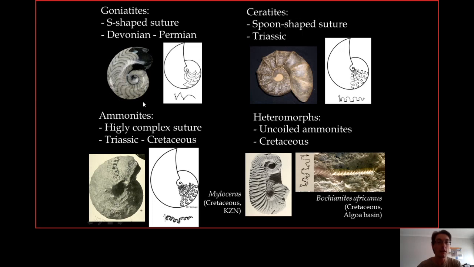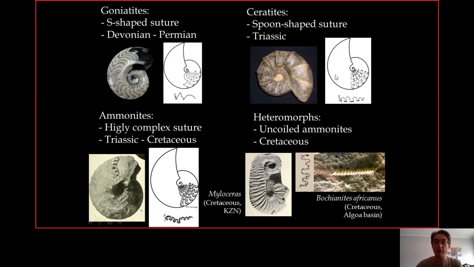So you do find goniatids or goniatites. I'm not sure how you should pronounce that. I would say goniatids. Let's go for goniatids. So these goniatids are found in the Devonian and in the Permian. So they are typical Paleozoic ammonoids. So they lived alongside the orthoceres.